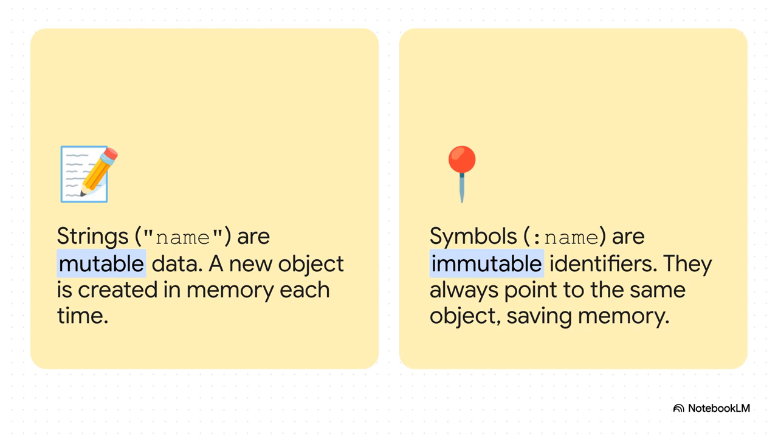Okay, now this is a really interesting and important distinction. Strings versus symbols. A string is for data, for text, that might need to change. Every single time you write "admin" in your code, Ruby creates a brand new object in memory. But a symbol, which starts with a colon like :admin, is an unchangeable identifier. No matter how many times you write :admin, it's always pointing to the exact same object in memory. This makes it way more efficient, which is why it's the standard for things like hash keys.